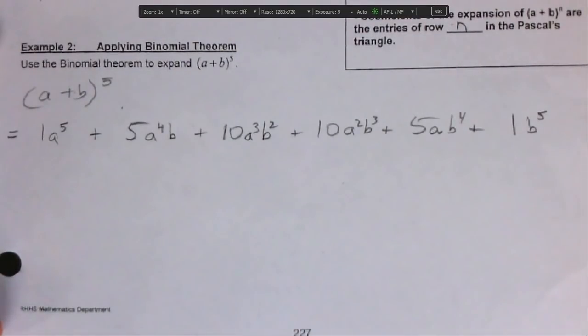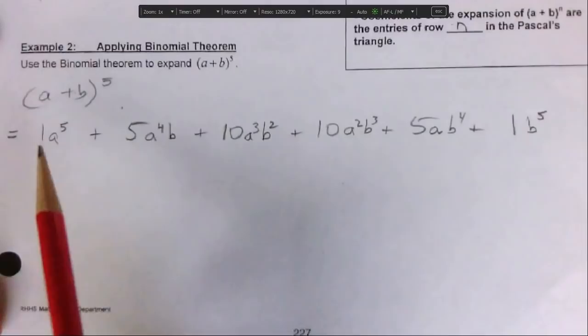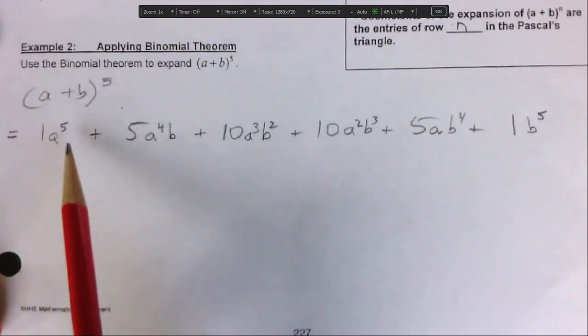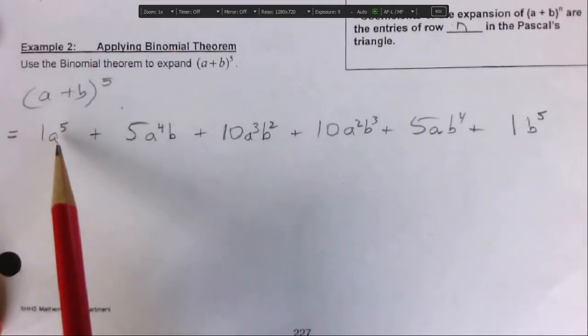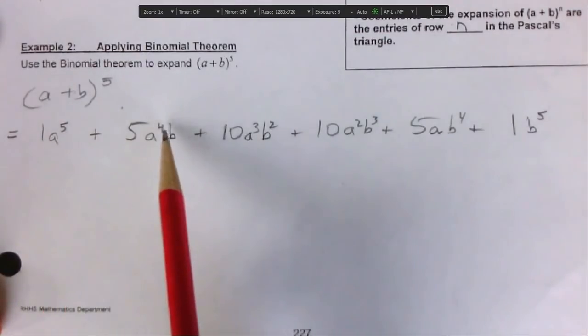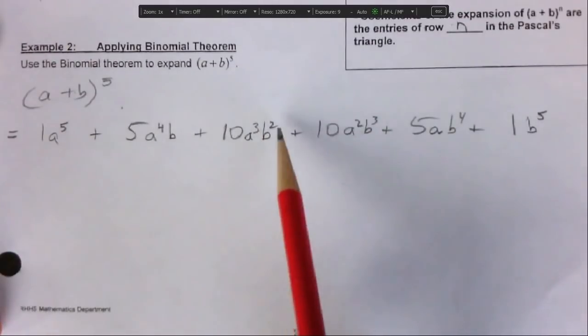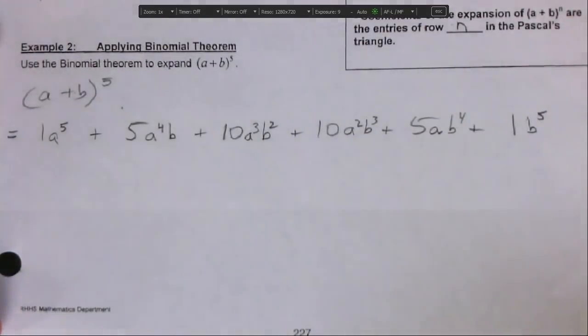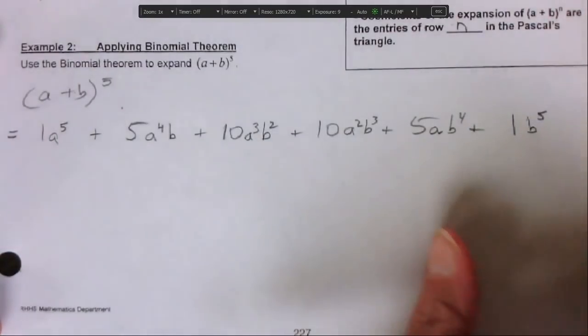Cool? Yeah, very cool. Notice, how do you know that you didn't make a mistake? Notice this, the sum of the exponents, so the degree of each term should always be equal to n. Degree 5: 5, 4 plus 1, 3 plus 2, 2 plus 3, 1 plus 4, and 5. And there you have it. So that's the binomial theorem. Let's turn to the back and practice a little.